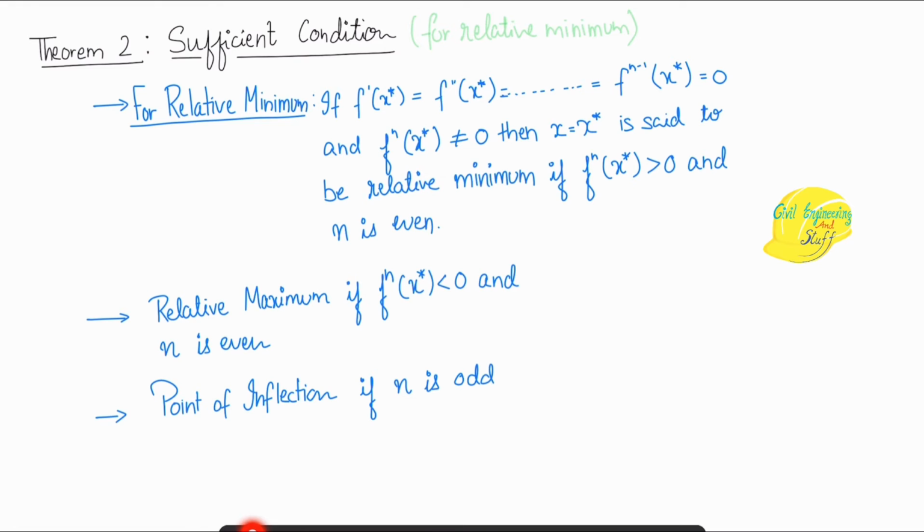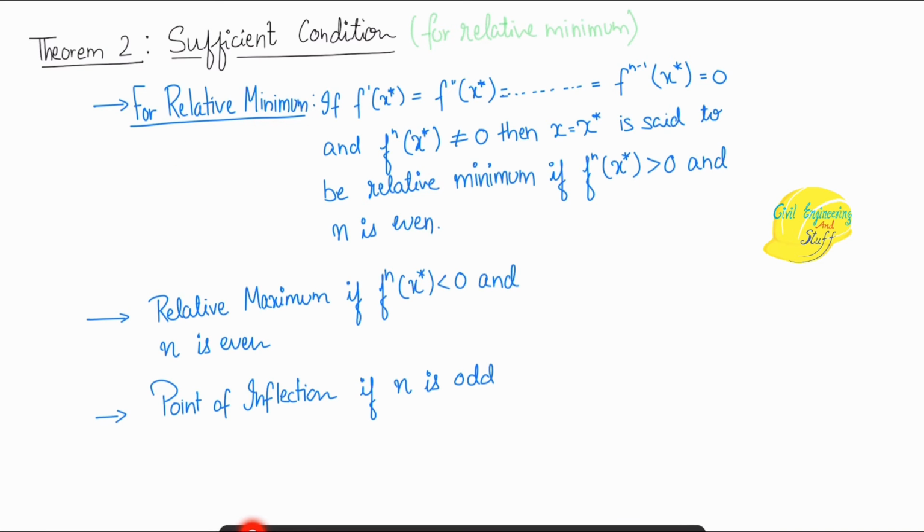But then, giving the entrance exam does not guarantee you the civil engineering branch. There has to be a sufficient condition that needs to be fulfilled. You have to surpass a certain cutoff mark for that respective branch, right? So that is your sufficient condition. Using this sufficient condition, we can concretely identify if that point is a relative maximum, relative minimum, or a point of inflection. So your sufficient condition is this.